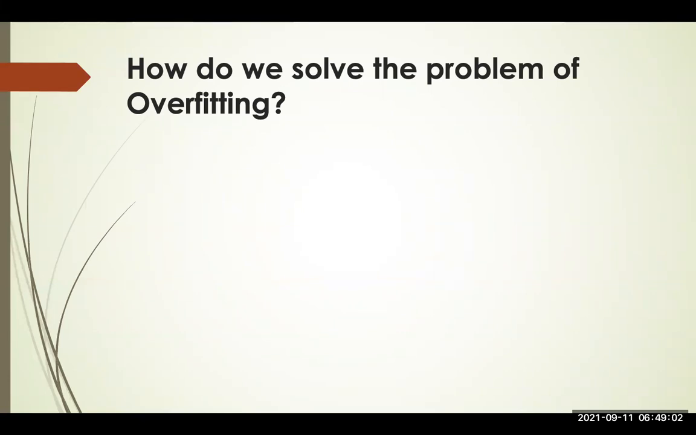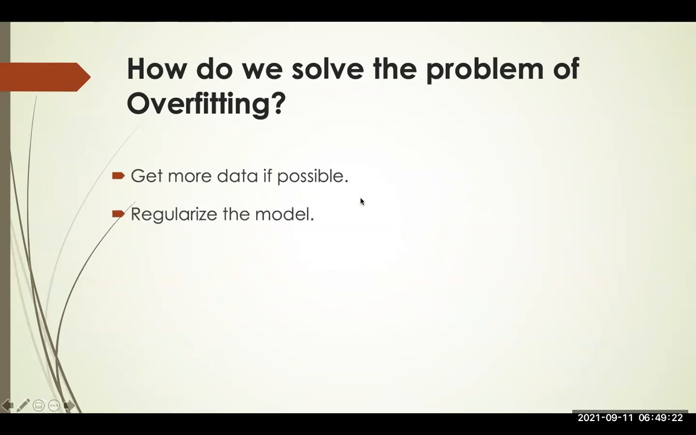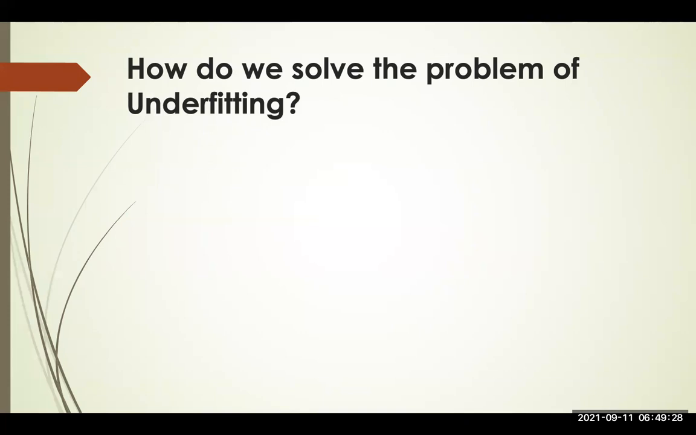And two, can we reduce the complexity of the model? Can we simplify it or regularize it? Regularization, which I will explain later, is actually adjusting the parameters of the model, the hyperparameters. So those are the main two ways: get more data if possible, and regularize the model, which is simplifying a model that is very complex. So what of underfitting?